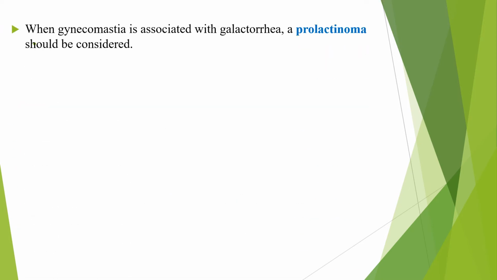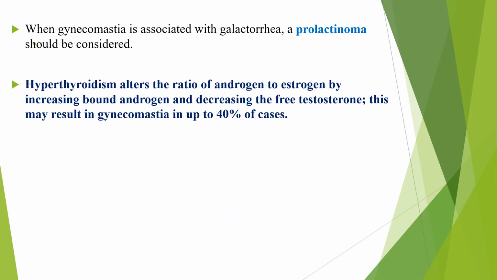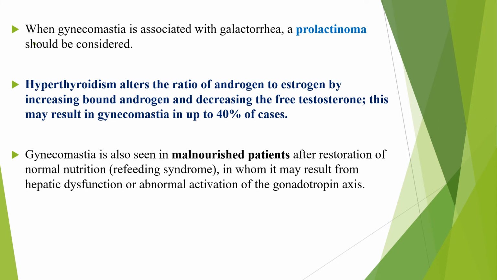When gynecomastia is associated with galactorrhea, a prolactinoma should be considered. Hyperthyroidism alters the ratio of androgen to estrogen by increasing bound androgen and decreasing the free testosterone. This might result in gynecomastia in up to 40% of cases. Gynecomastia is also seen in malnourished patients after restoration of normal nutrition, or refeeding syndrome, in which it might result from hepatic dysfunction or abnormal activation of the gonadotropin axis.